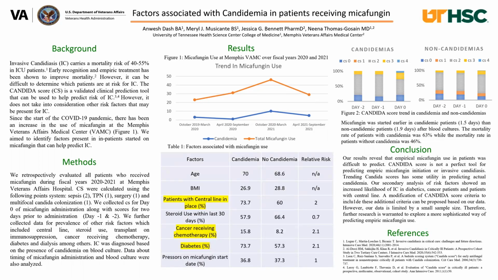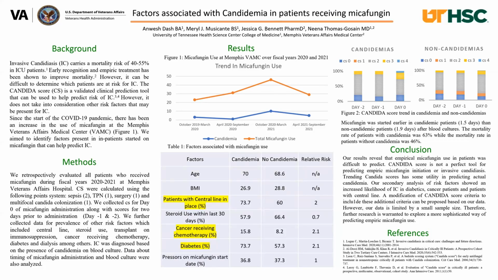So how is Candida score calculated? There are 4 criteria. Sepsis is worth 2 points, TPN worth 1 point, surgery on admission or surgical complications are worth 1 point, and multifocal Candida colonization is worth 1 point. The sum of all these points represents the total Candida score.